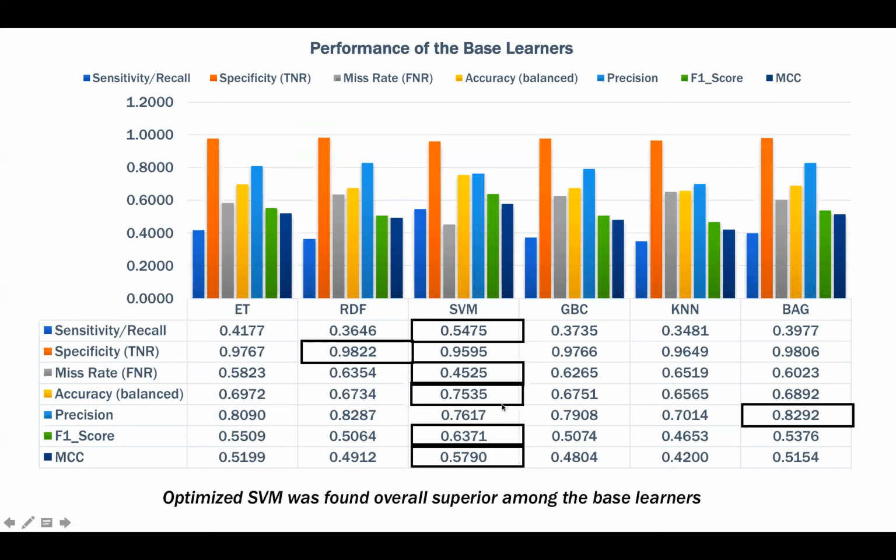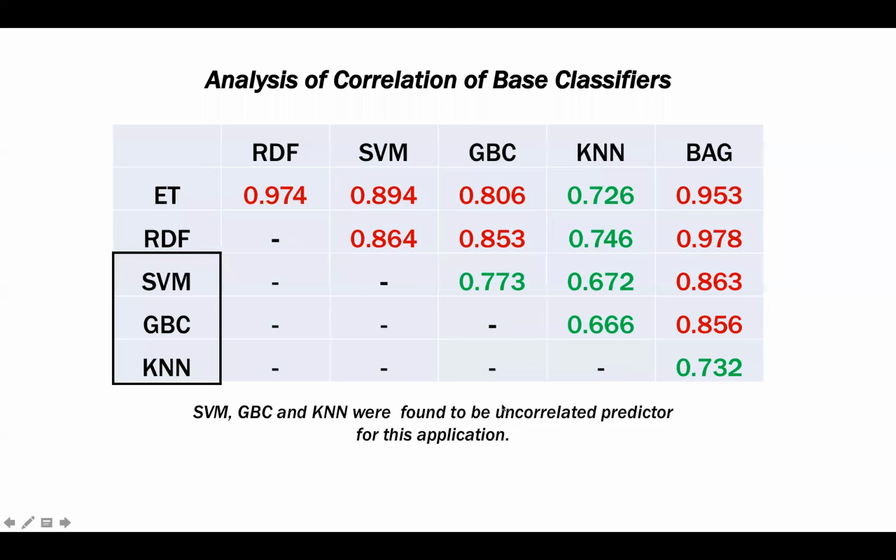However, the key part of the stacking model is to select a set of base learners or base classifiers that are really uncorrelated with each other. So SVM, GBC, and KNN were found to be uncorrelated predictors for this application. So what you can see here is the Pearson correlation coefficient of the outputs given by SVM, GBC, and KNN that were found to be a little lower. So we selected these 3 classifiers as the base learners.